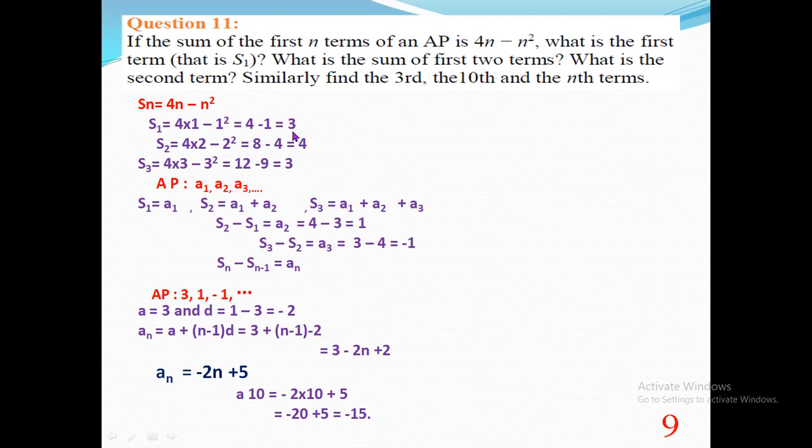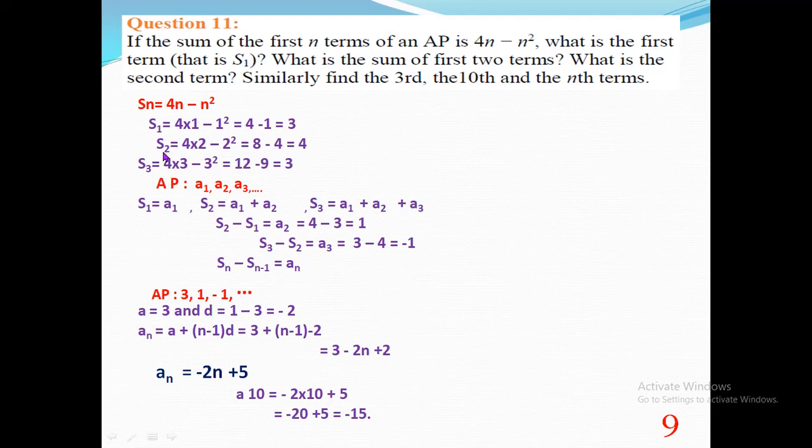Remember children, in the earlier question we wrote the terms in order, but we cannot write in order here. Actually, AP means A1, A2, A3, but here what we got is S1, S2, S3. What is the meaning of S1? That means sum of first one term in a particular AP. Sum of first one term or simply first term, both are same. So there is no problem about this one. S1 or A1 or A, all three are same.